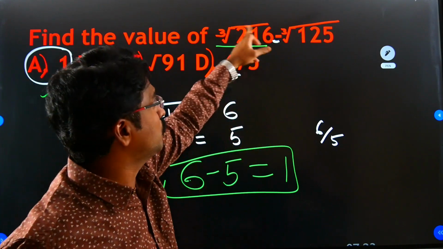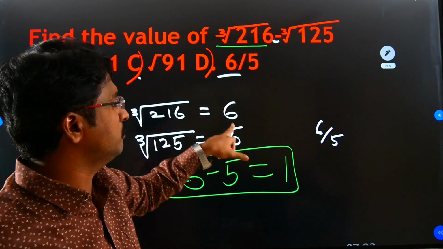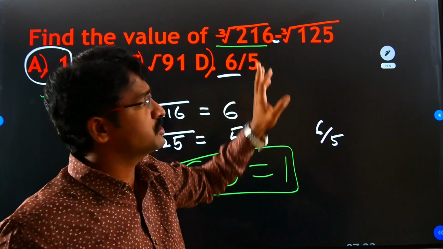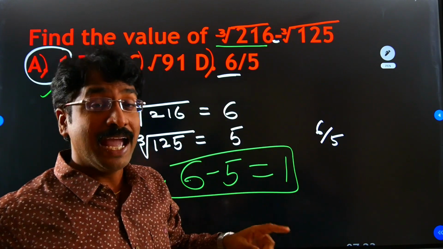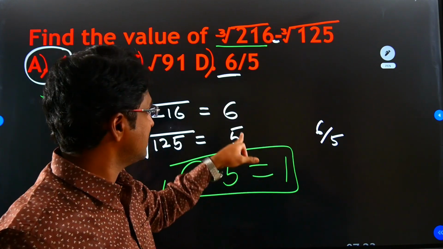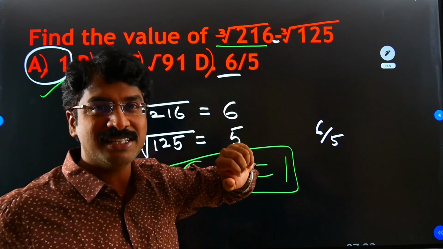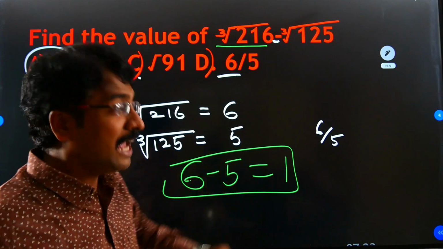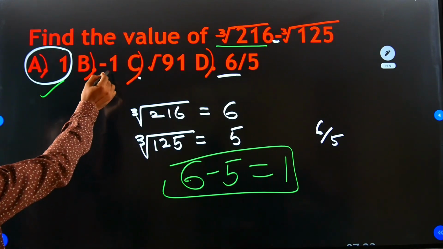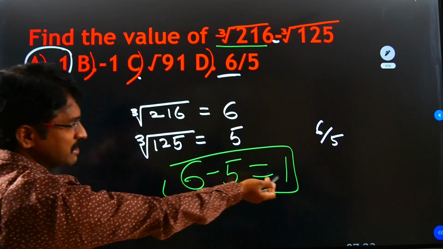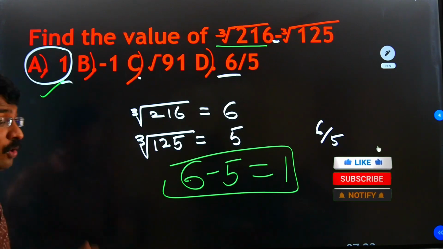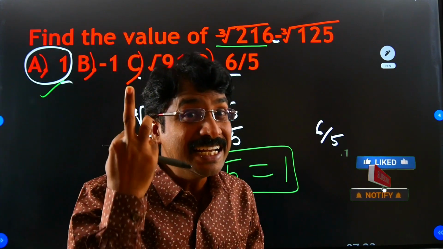Maybe you observed the cube root, then you found the values of the cube root of 216 and the cube root of 125. Again they want to confuse. Yes, 6 is there, 5 is there, 6 by 5 is the answer. No, why? Because here the minus symbol is there. So 6 minus 5 is 1. Again they want to confuse with minus 1. But 6 minus 5 is a positive number, so 1. So they tried to confuse 3 times.